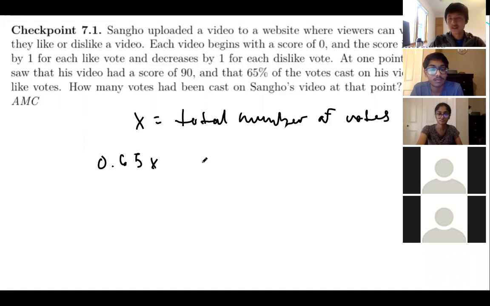0.35, the other 35% must be dislikes. So that means 0.35x of the votes are dislikes. And since each dislike vote decreases the score by 1, 0.65x minus 0.35x will just give the score. And we know that it's 90.